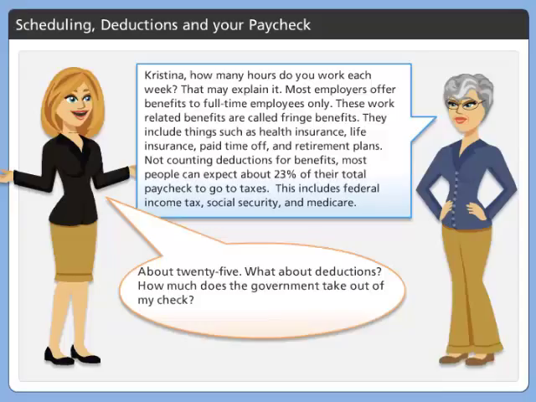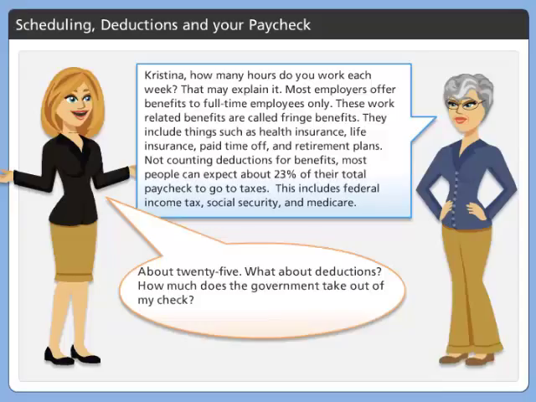How many hours do you work each week? About 25. That may explain it. Most employers offer benefits to full-time employees only. These work-related benefits are called fringe benefits. They include things such as health insurance, life insurance, paid time off, and retirement plans.